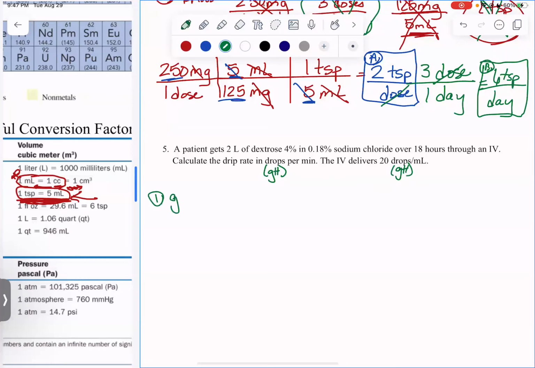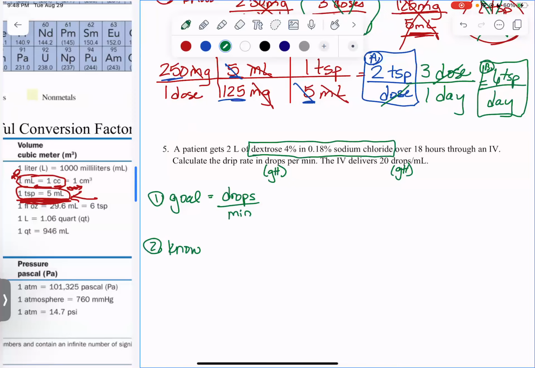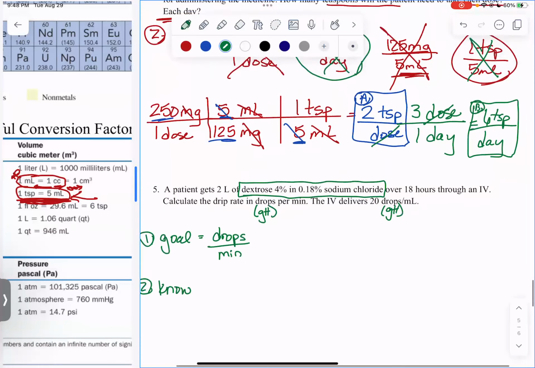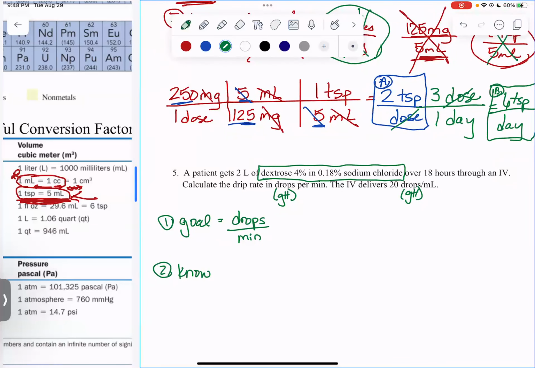Okay, so what do we do? We do our goal. What's our goal? Our goal is to calculate the drip rate in drops per minute. Okay, what do I know? This is a dimensional analysis problem. So sometimes you see all of this junk. Does it matter what you're giving them? No. I mean, yes, it matters. The doctor prescribed a certain amount, but when you're calculating to change units, sometimes you have extra information that you don't need. So what I've boxed in, I don't need.